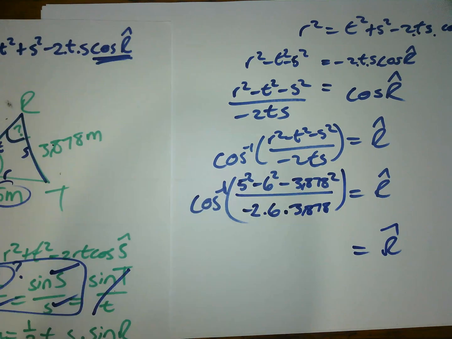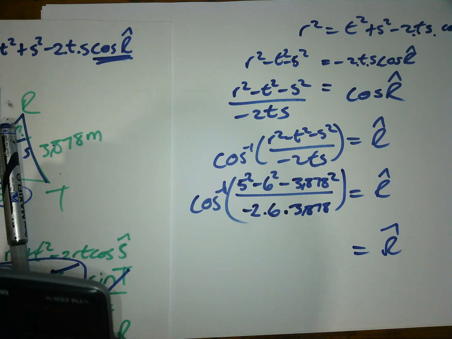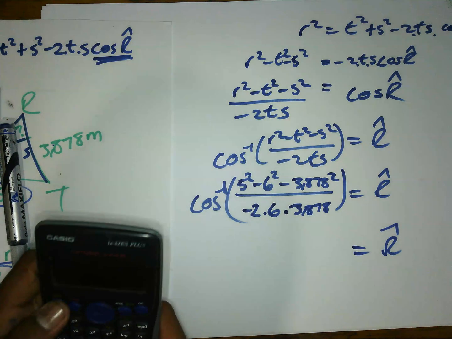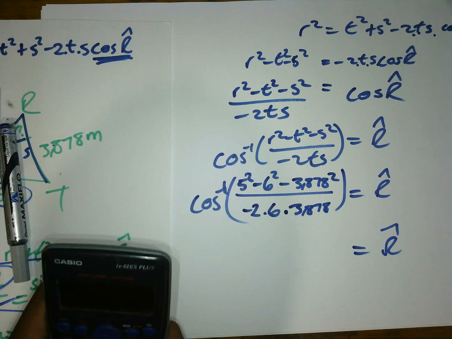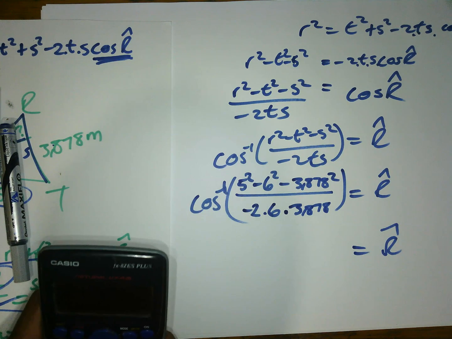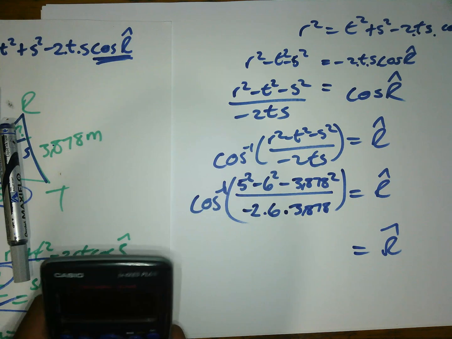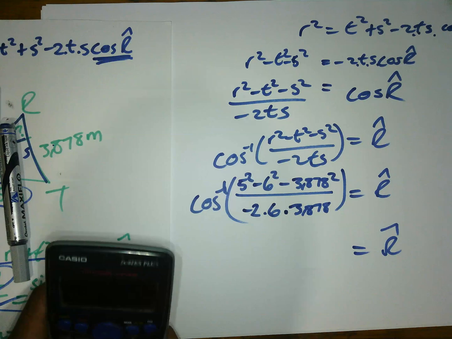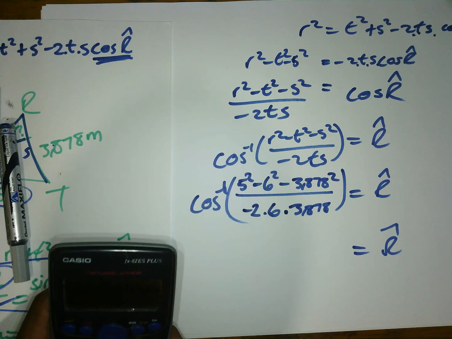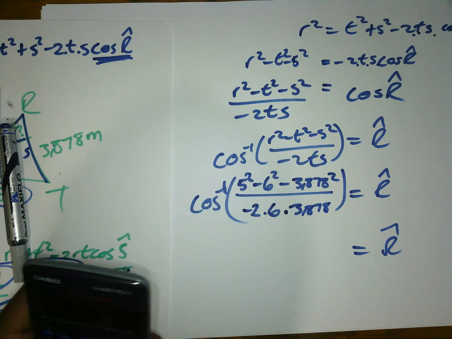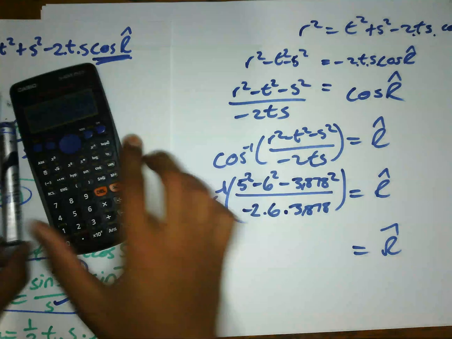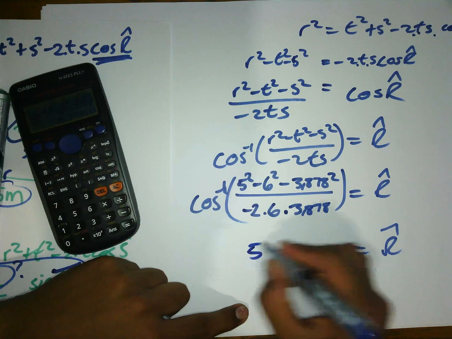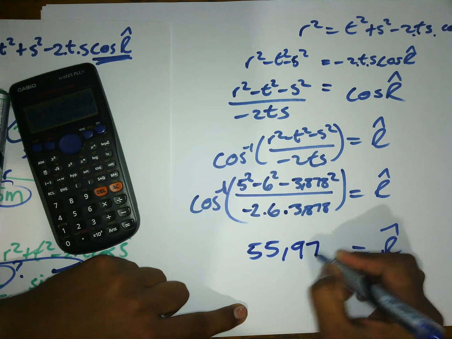Otherwise, my brain is gonna break now. So cos second function 5 squared minus 6 squared minus 3.878 squared, over minus 2 times 6 times 3.878. And my answer I get here is 55.976 degrees.